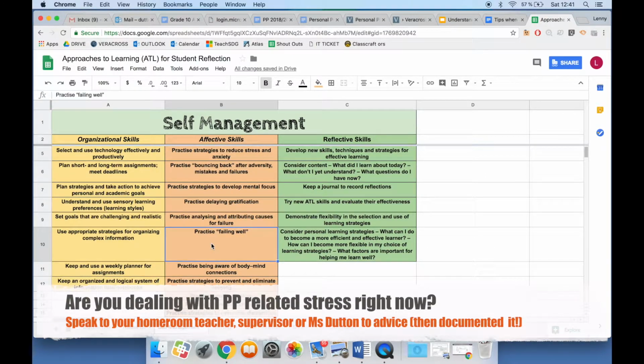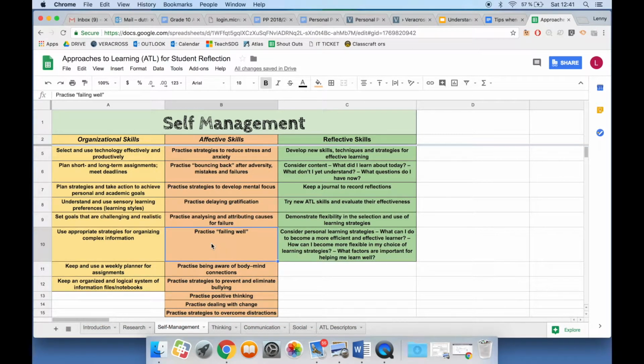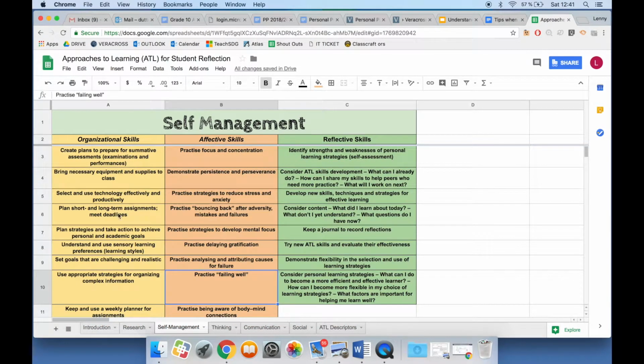So again, document everything that happens in the process of making a product outcome. Don't edit stuff. And some of these things you're all doing anyway. Keep a journal to record reflections, reflective skills. You're probably all already doing that. Things like bring necessary equipment and supplies to class. That doesn't have to be to class. If you are filming a music video, you might have a list in your process journal where you've said what camera equipment you need, what lighting you need, etc.